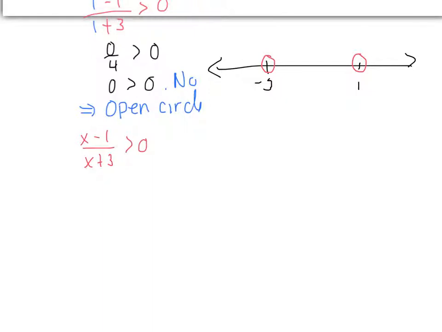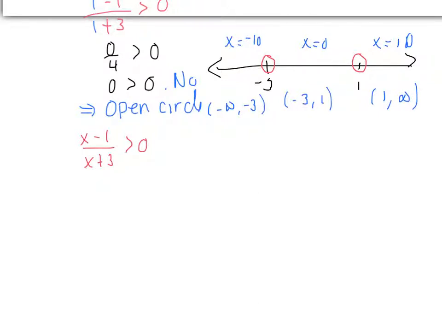And so what we've done so far is we've said, okay, pick a number here, maybe negative 10, pick a number here, maybe 0, pick a number here, x equals 10. And the intervals that we're interested in are the intervals from negative infinity to negative 3, parentheses because of the open circle, negative 3 to 1, parentheses because they're both open circles, and 1 to infinity. And we have to determine which of these works.